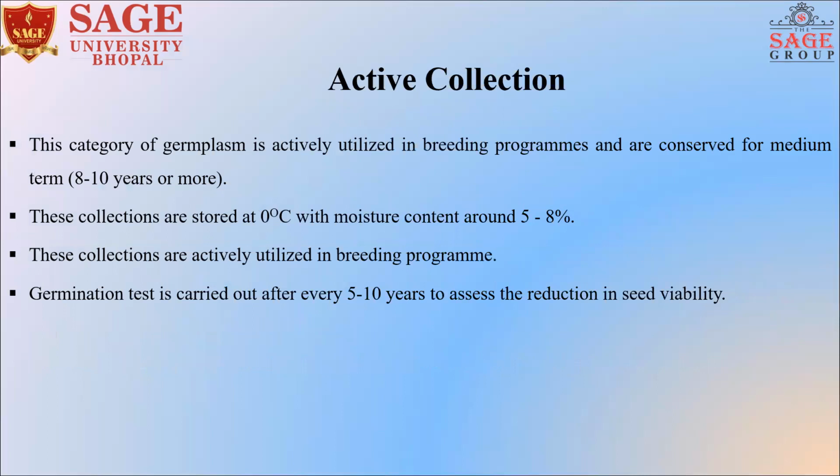The second is the active collection. This category of germplasm is actively utilized in plant breeding programs and is conserved for the medium term, that is 8 to 10 years, up to a maximum of 15 years. These collections are stored at 0 degrees Celsius with moisture content of 5 to 8%. As the name suggests, they are actively utilized in breeding programs, and their germination test is carried out every 5 to 10 years to assess the reduction in seed viability. So this is about the active collection.